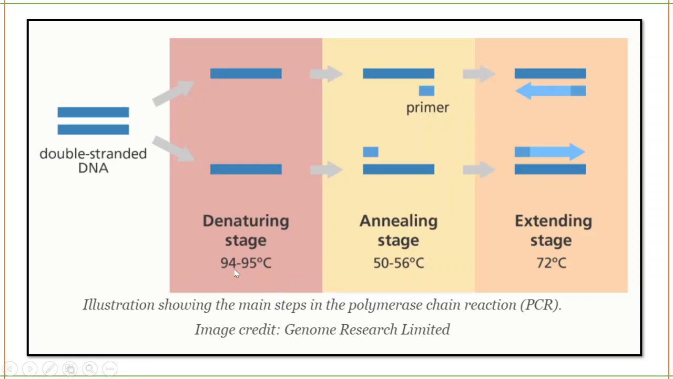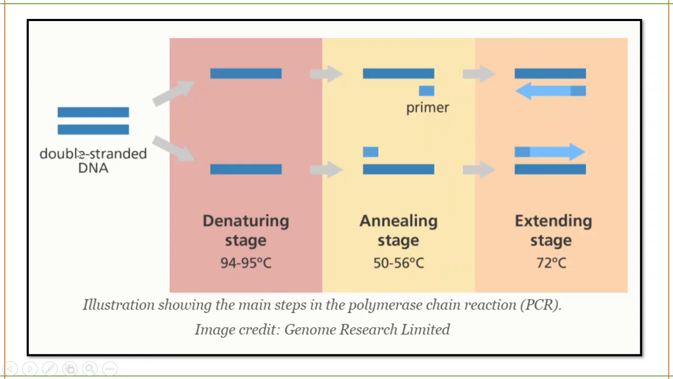Next is the annealing stage. You can see the temperature has been lowered to 50 to 56 degrees Celsius. Now the primers will be attached and your DNA polymerase enzyme will be bound here. Next is the extension stage, which happens at 72 degrees Celsius, with the formation of the two new strands.